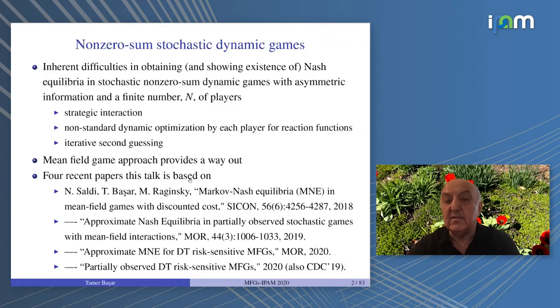So there are four recent papers that this talk is based on, and you can find the technical details in those papers. The first two have already appeared, so you can access them. The third one is on risk-sensitive discrete-time games, the mean field equilibria, and that will appear in Mathematics of Operations Research, but has not appeared yet. Maybe it has while we are talking here.